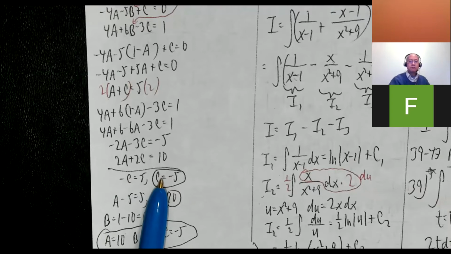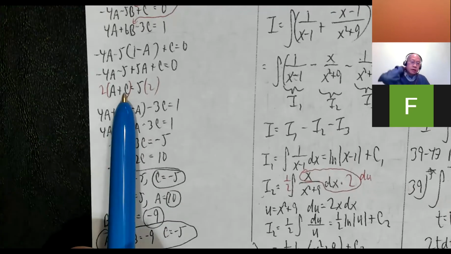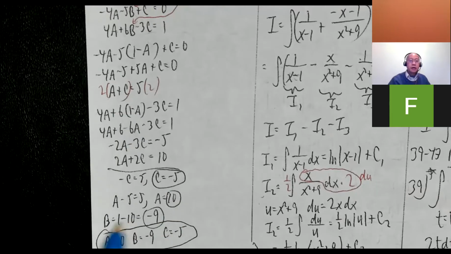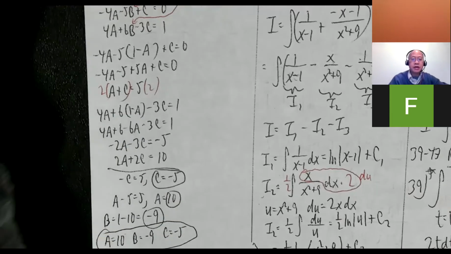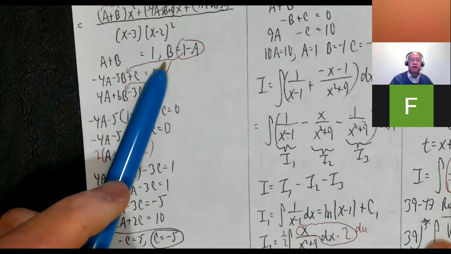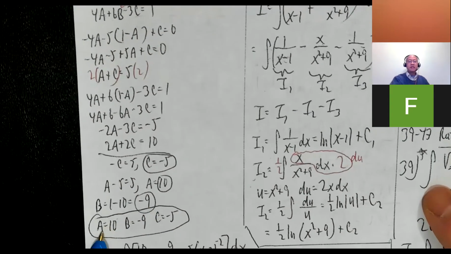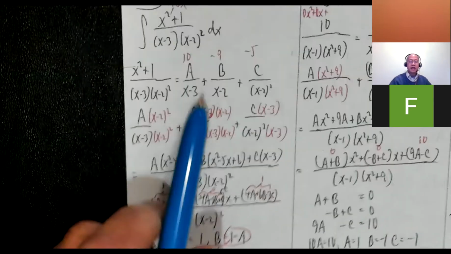Then I start plugging back in. If c is negative 5, put it right there. That makes a equal to 10. And then I plug back in for b. B is 1 minus a. So b is 1 minus 10, which is negative 9. So if a is 10, b is negative 9, c is negative 5. So that's where I got these 3 back up here.